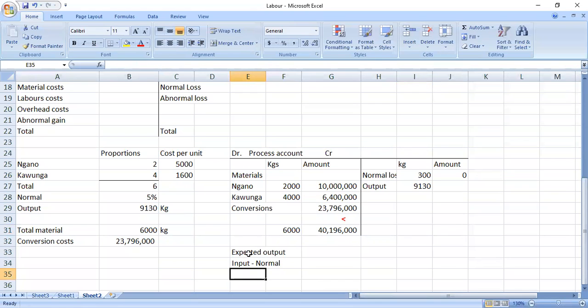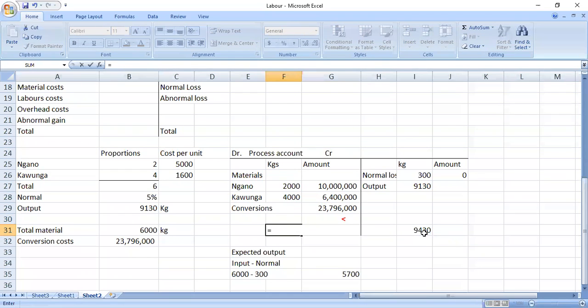What was my input? It is 6,000. What is my normal loss? It is 300. So what do I expect? I expect 6,000 minus 300. I expect 5,700. But what did you get? You got 9,000. So this is what calls for the abnormal gain. When you balance this side and add, you have 9,000, but this side you have 6,000. So you must add some units to make the 9,000.